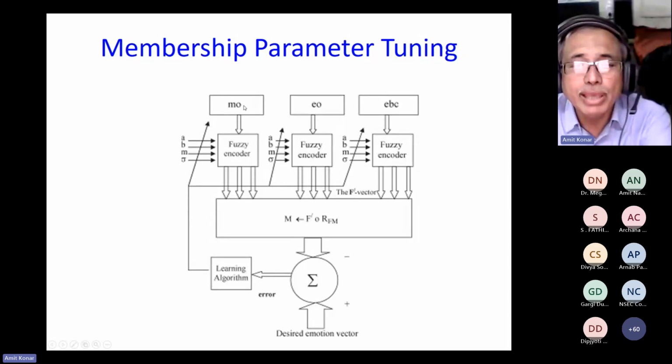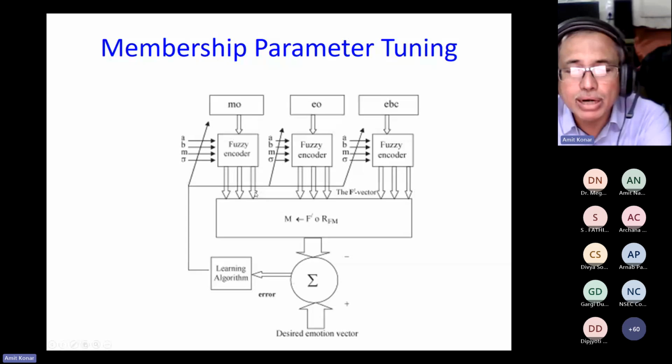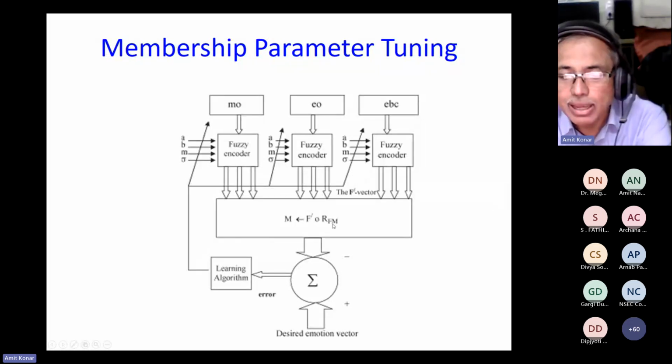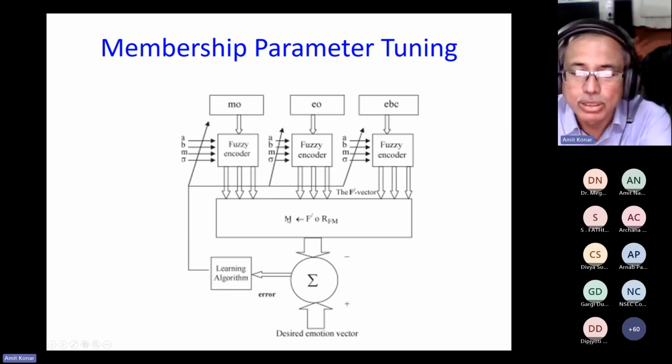So for mouth opening, the actual precise value of mouth opening from a facial expression, you encode it in fuzzy. So mouth opening low, mouth opening medium, mouth opening large. They have 3 different membership values. Similarly, for eye opening low, medium, high, 3 membership values, and for eyebrow constriction also 3 membership values. So you have 9 membership values altogether. These 9 membership values form a feature of 9 dimensions, that is f dash. And there is a relational matrix that transforms from feature to emotion. This is a relational matrix already constructed.